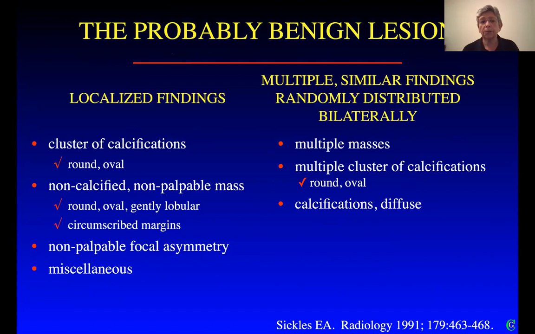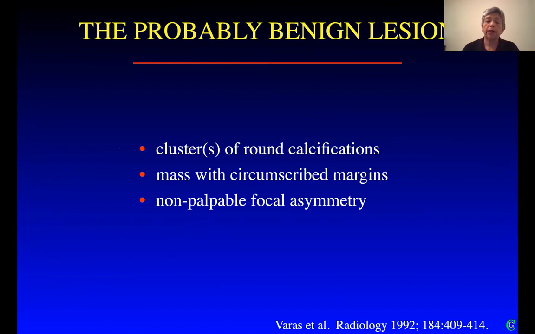And so in Dr. Sickles' paper, he defined localized findings, which included a cluster of calcifications, non-calcified, non-palpable masses that could have gentle lobulations but circumscribed margins, non-palpable focal asymmetry, and he had a miscellaneous category. And then the multiple similar findings randomly distributed bilaterally included multiple masses, multiple clusters of calcifications, and diffuse calcifications. Dr. Varas and her colleagues focused more on localized findings, such as clusters of round calcifications, a mass with circumscribed margins or non-palpable focal asymmetry.